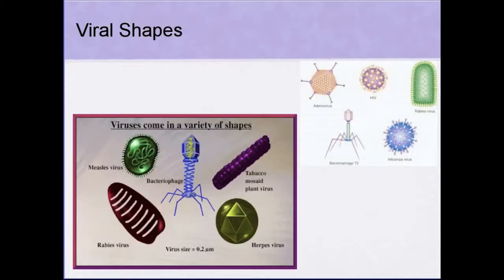So here are a couple pictures of some viral shapes. You can see some are very spherical. They also have geometric shapes. And then there are also rod-shaped. The tobacco mosaic virus is rod-shaped.